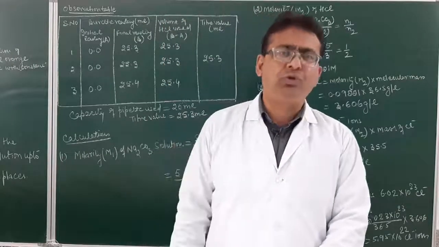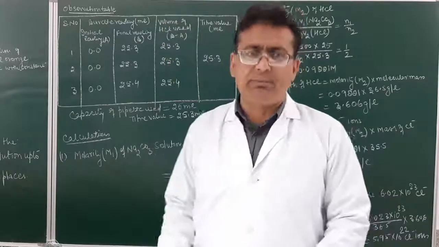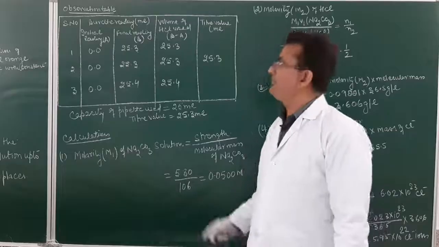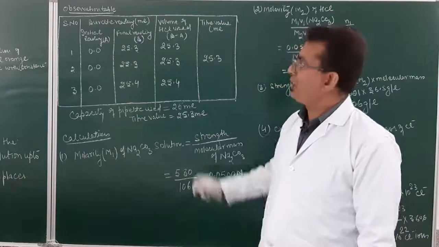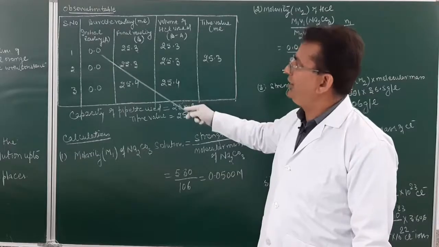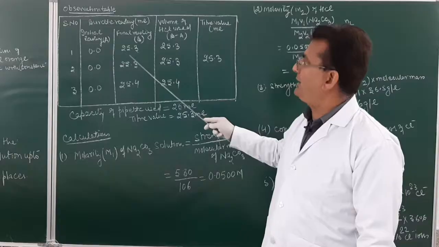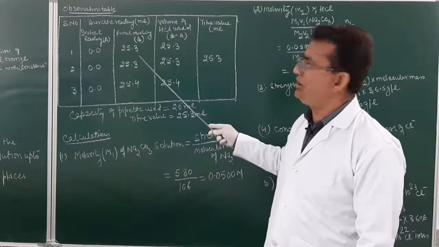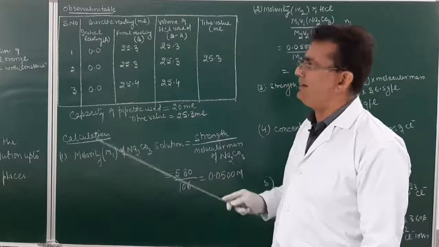I have tried to show you the calculation by writing on the board. So now I explain to you how to do the calculations. Students, once you complete your practical work, make sure initially the reading of the burette was 0 in the first reading, and titer value as I demonstrated to you came to be 25.3. So what will be the final value? Final minus initial, this will be 25.3.